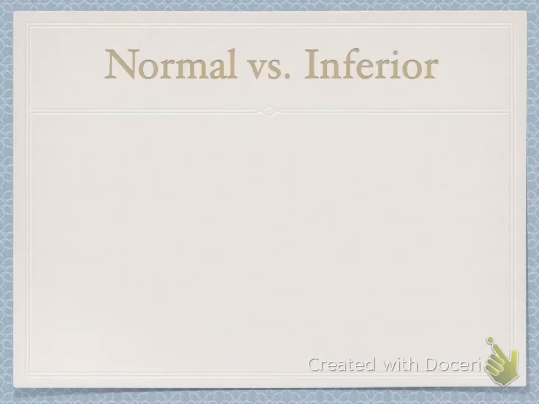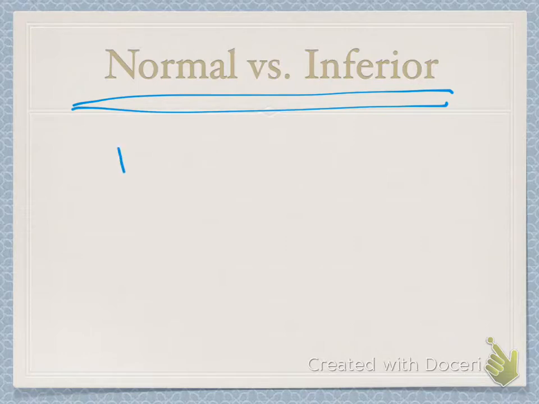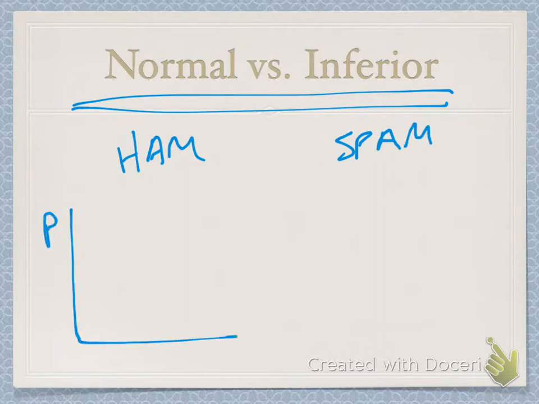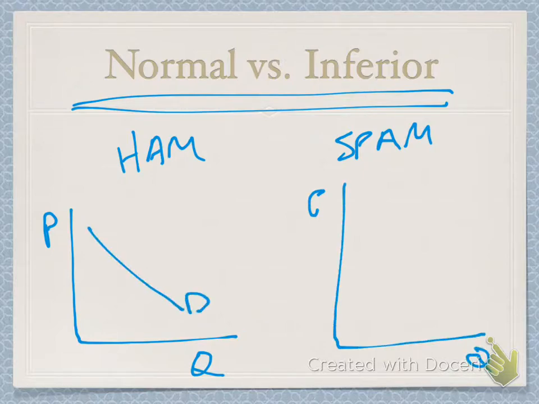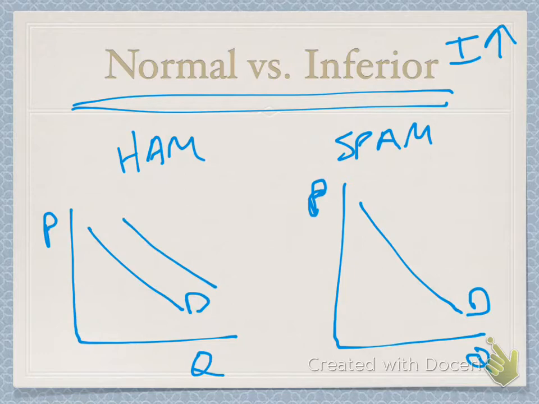Two more things, quickly. Normal and inferior goods. This has to do with income. You could do something like ham and Spam. The assumption is that a normal good is something that when you have more income, you buy more of it, and an inferior good is when you have more income, you buy less of it. So let's imagine that incomes increase, and you buy more ham, and you buy less Spam.